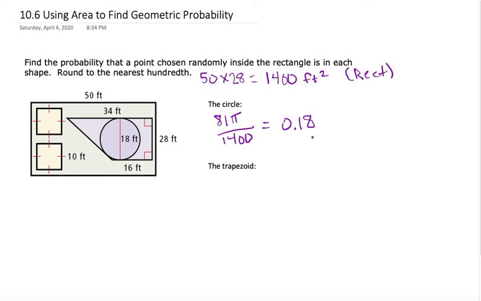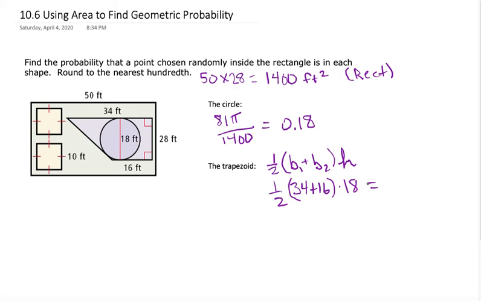So the probability, if I was throwing a dart, I would have less than a 1/5 chance of hitting in that circle. The trapezoid, now that should be a little bit more of a chance because that's taking up a little bit more of the area. So I will find the area of the trapezoid, which, in case you forgot, you have to add your bases and multiply by your height and divide by 2. So my bases are 34 and 16. And my height is, now this is tricky, make sure you know that your height is 18. Don't use this 28.